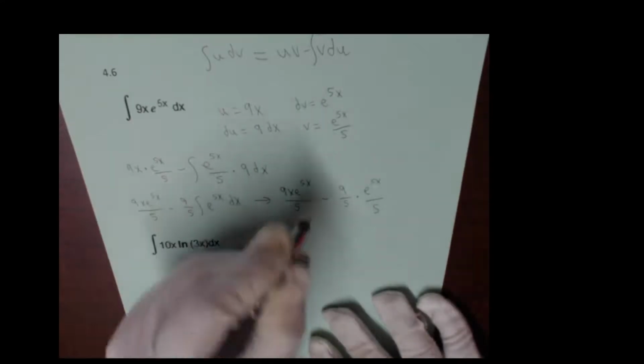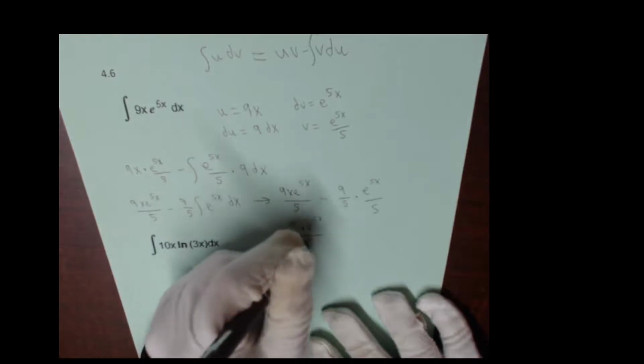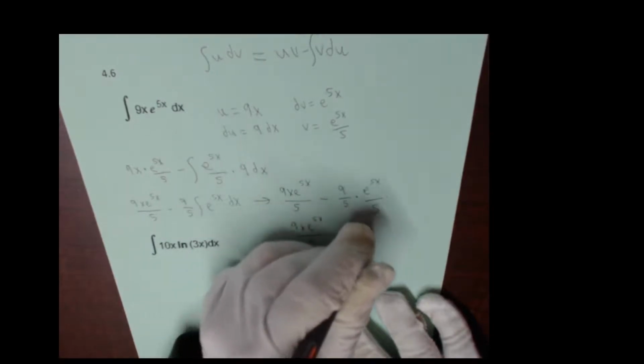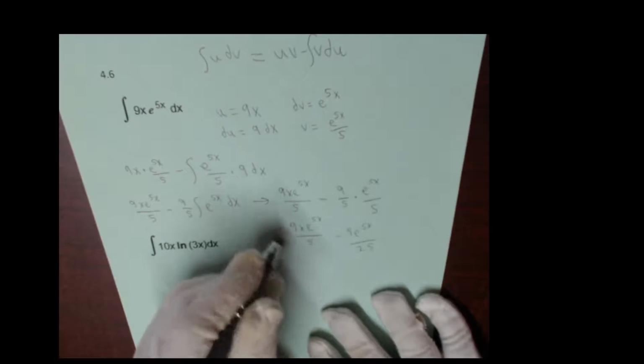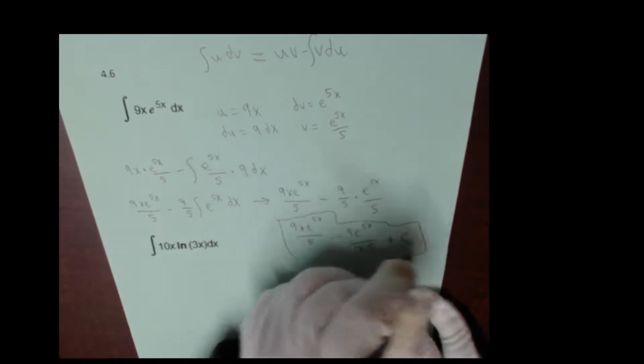And let's just simplify that a tiny bit. That'll be 9x e to the 5x over 5 minus 9e to the 5x over 25, just like that, plus c, because we just did it. Now you put in your plus c because we just did an integral.